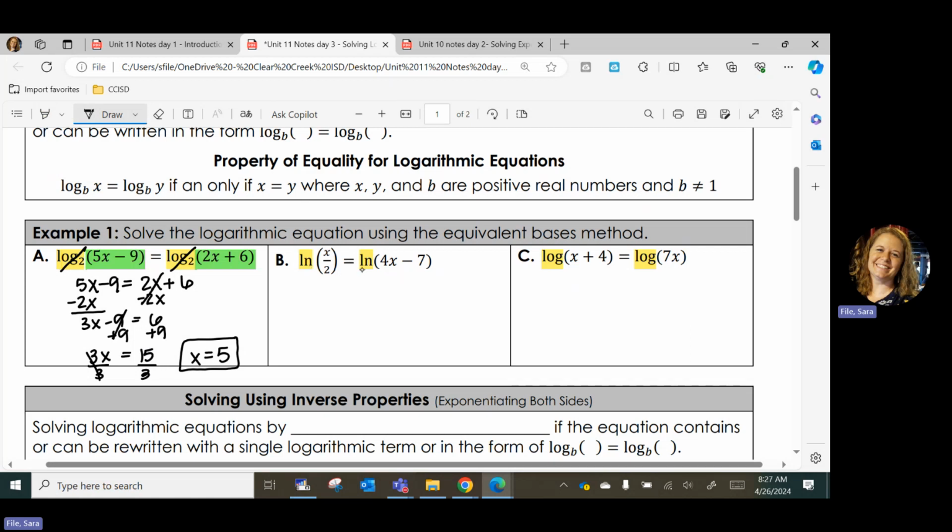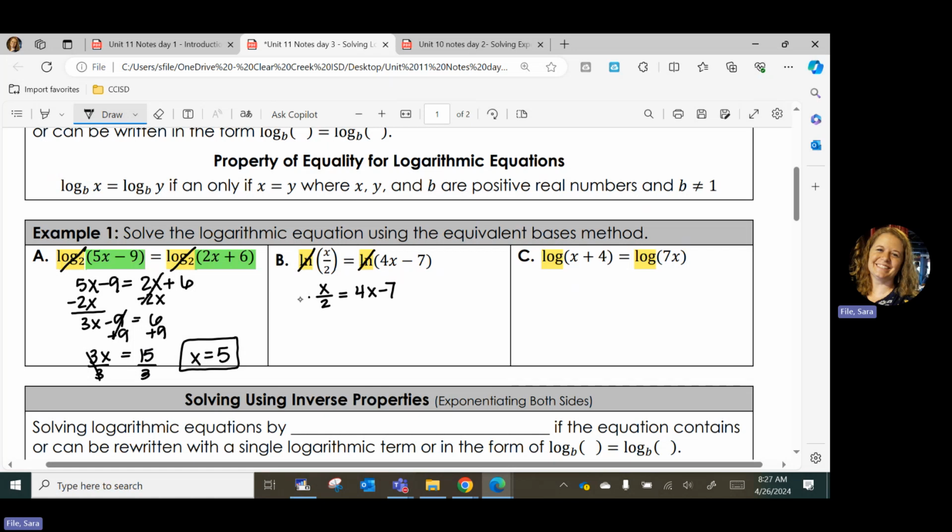So they're both a natural log, so I know that they're the same base. They're both base e. So I can essentially eliminate them and just have x over 2 equals 4x minus 7. If I want to solve for x, I first need to get rid of this denominator on the left. So how am I going to get rid of divided by 2?